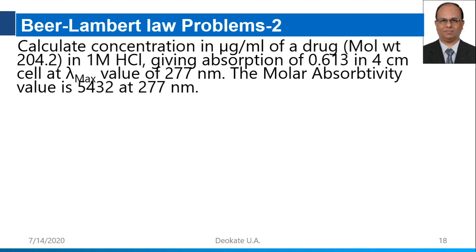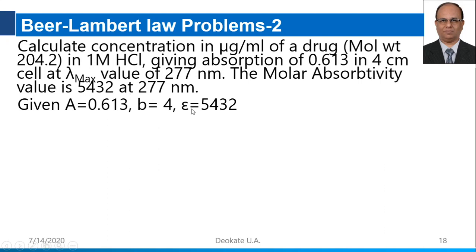Rest of the things, you just read the problem once again to see what exact quantities are given. So what is given? First, the molecular weight is given; we'll take it later on. 1 molar HCl, solvent molarity is not important for us. The next important quantity is 0.613, that is the absorbance. B is given as the path length, that is 4 centimeter. And the epsilon is given directly: epsilon equals 5432.